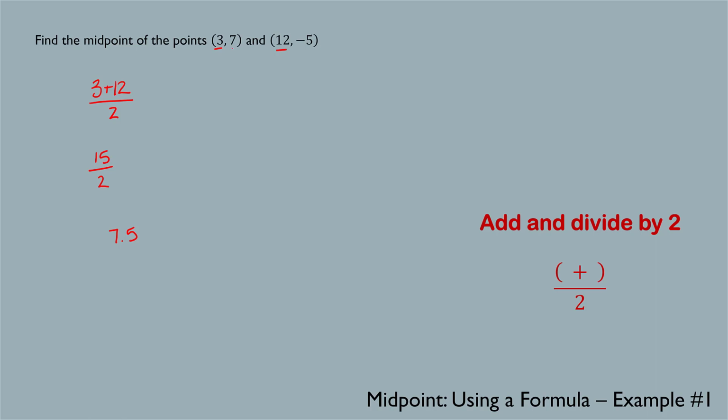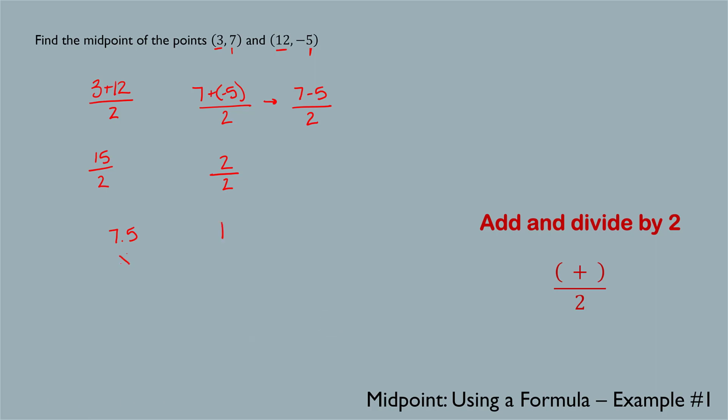And then add the y values. 7 plus -5 divided by 2. 7 plus -5 is the same as 7 minus 5. So 7 minus 5 is 2. I still divide by 2. And 2 divided by 2 is 1.